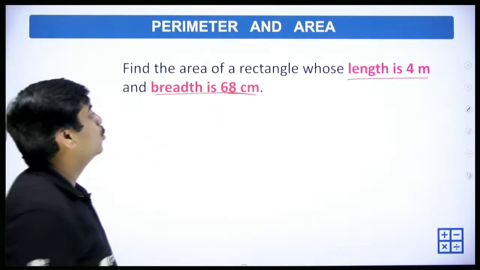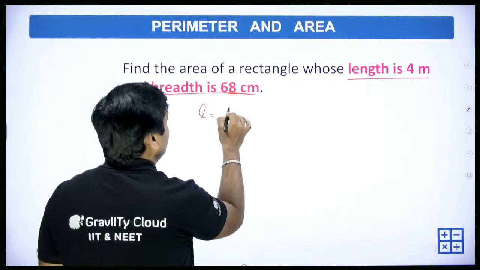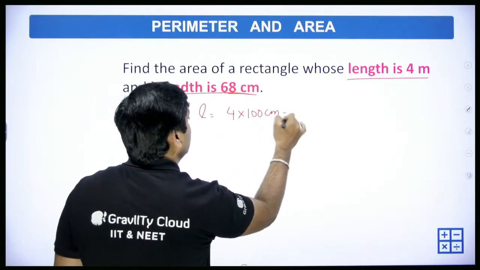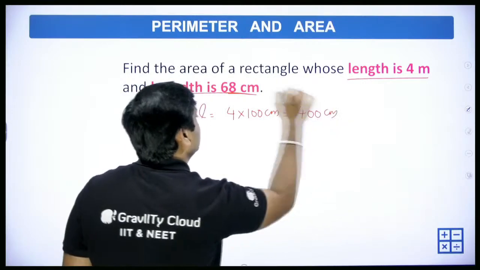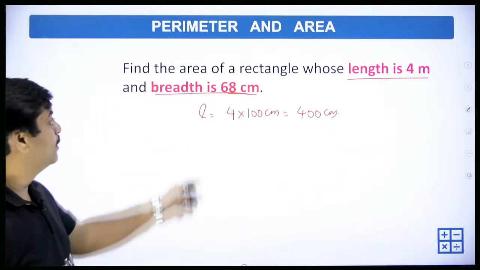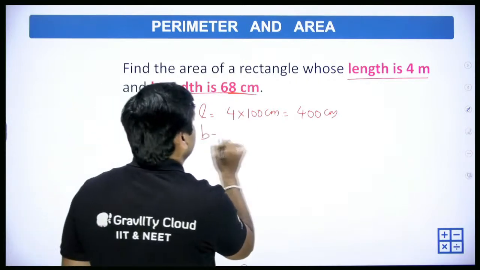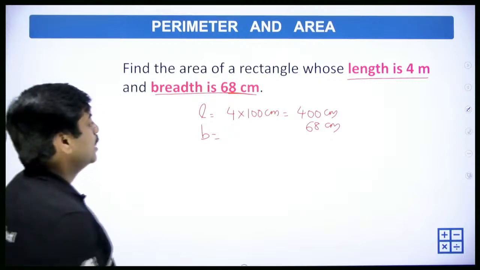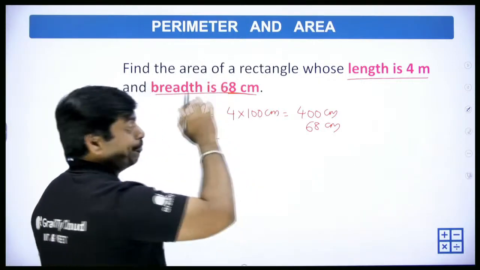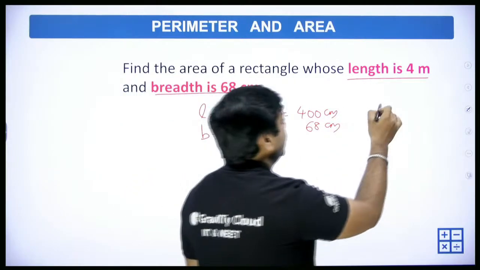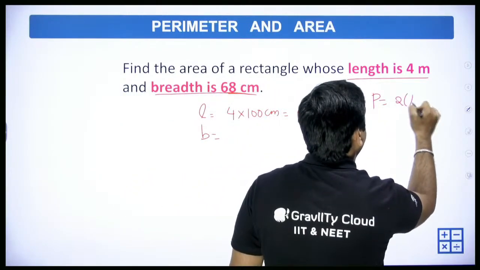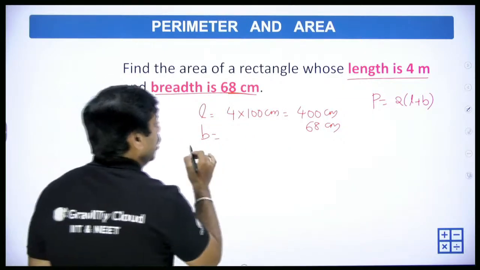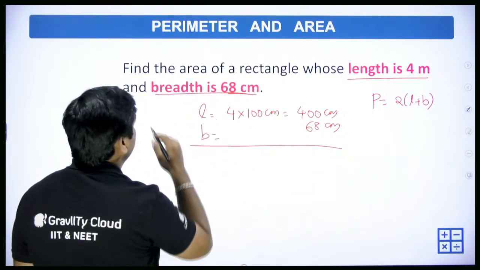Find the area of a rectangle whose length is 4 meters. Length is 4 meters, or 4 into 100 centimeters. So that will give you 400 centimeters, and breadth is equal to 68 centimeters. Now, if it is asked for perimeter, you can directly go with 2 times of length plus breadth. But now it was given with area.